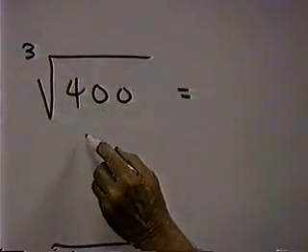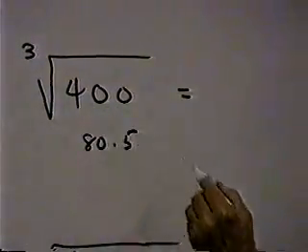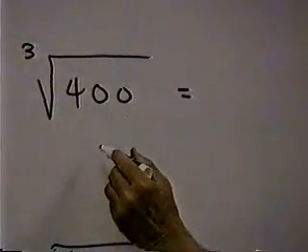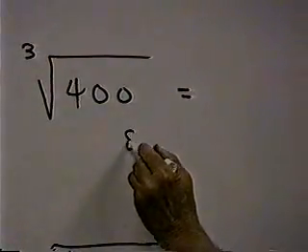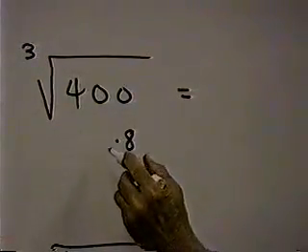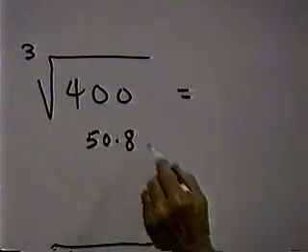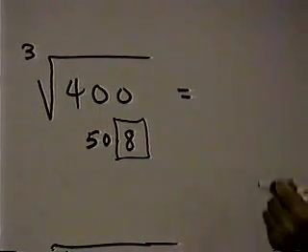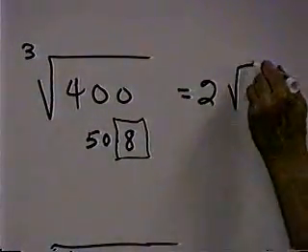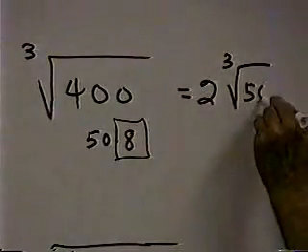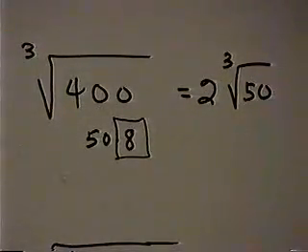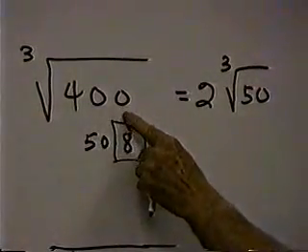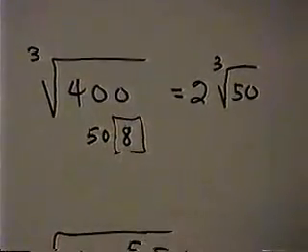5 into it, say 5 would be 80. That didn't work. 6, no. 7, no. 8 into it, okay. So 8 into it is 50, and we know the cube root of 8. So therefore the answer is 2 times the cube root of 50. Just start with 2 and go up the line until you get a number that you know the cube root of.